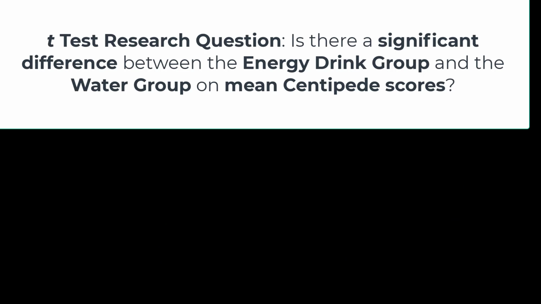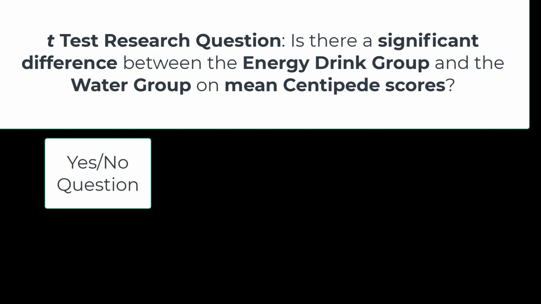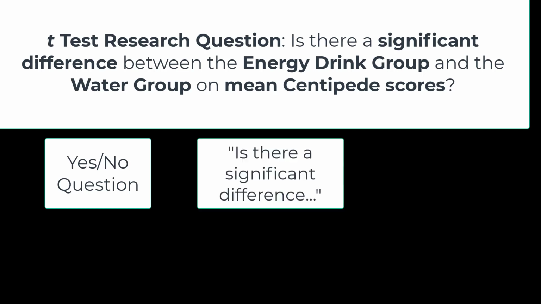Notice a few things about a t-test research question. First, the question is set up with a yes-no response. There are no maybe or it depends answers allowed in a t-test question. Second, the t-test research question asks, is there a significant difference? An independent measures t-test will always test for a mean difference across groups.